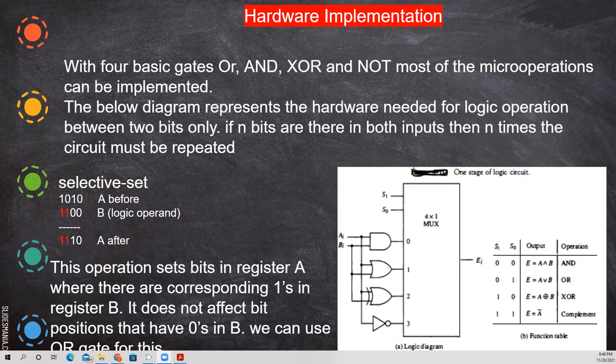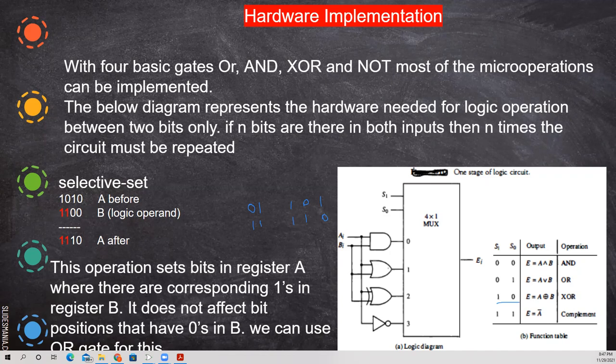Suppose, for example, A is 0 and B is 1, and you give the select lines as 0, 0. Then you will get the output as 0, because in an AND gate 0 into 1 is 0. Whereas when you give both 1, you will get 1. When S1 is 0 and S0 is 1, it behaves like an OR gate, so you will get 1 for 0 and 1. Then XOR, for this combination of S1 and S0 you will have 1 for 0 and 1. And for complement, it will take only the A value, so whatever is A, that will be reversed. So that is what you get.